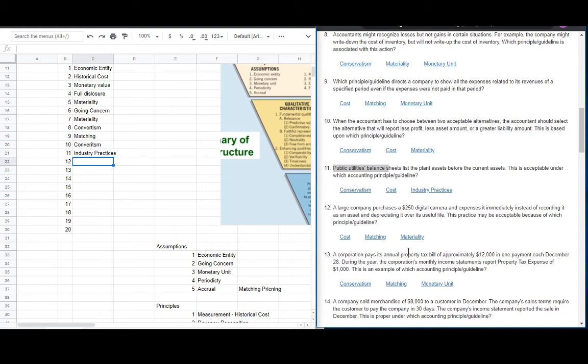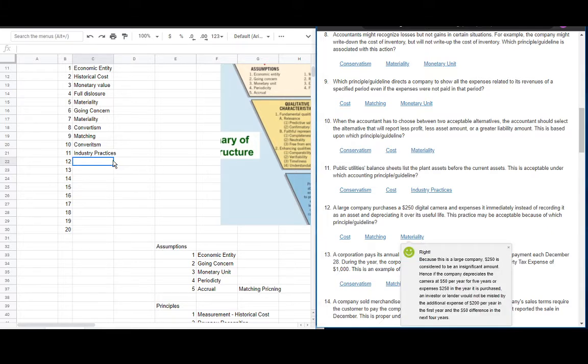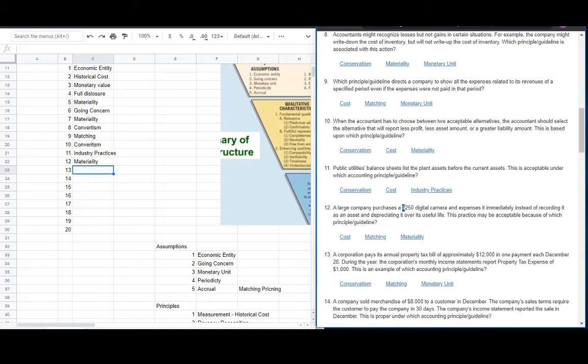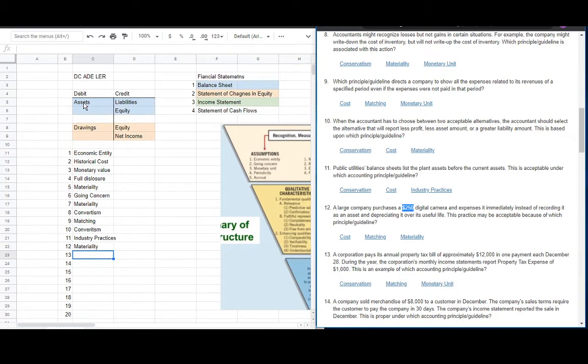So, number 12, a large company purchases $250 of digital camera and expenses it immediately instead of recording it as an asset. So, again, materiality. So, yung $250, baka maliit lang yun sa kumpanya. So, instead of debiting it with an asset, pwede na siya i-record ng expense. Actually, kulang siya lang yung expense revenue.